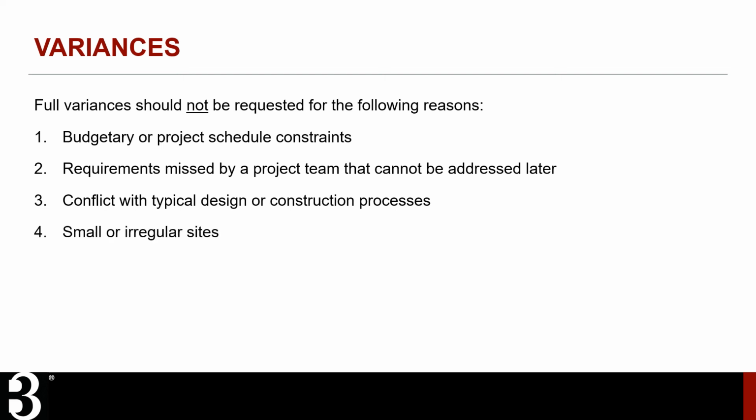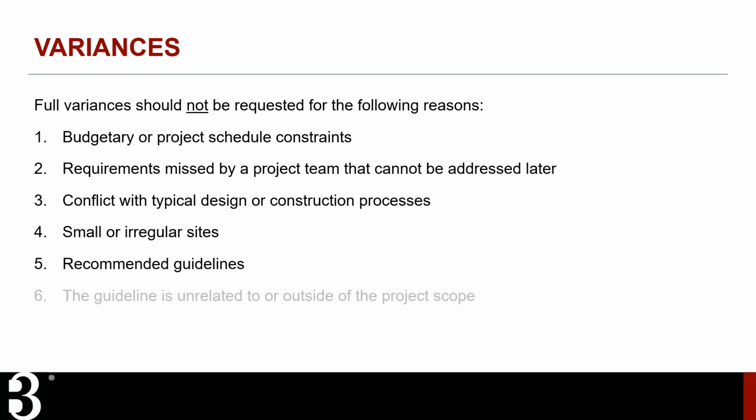Having a small or irregular site is also not an automatic reason for a variance, although these projects may choose to follow the small buildings and/or small sites methods, which better account for the limitations of small projects. Guidelines that are recommended rather than required don't need variances. Project teams can just choose not to pursue these guidelines. And finally, variances should not be used for guidelines that are unrelated to the project scope. Instead, these should be communicated to the B3 guidelines administrators so they can be removed from the project dashboard.